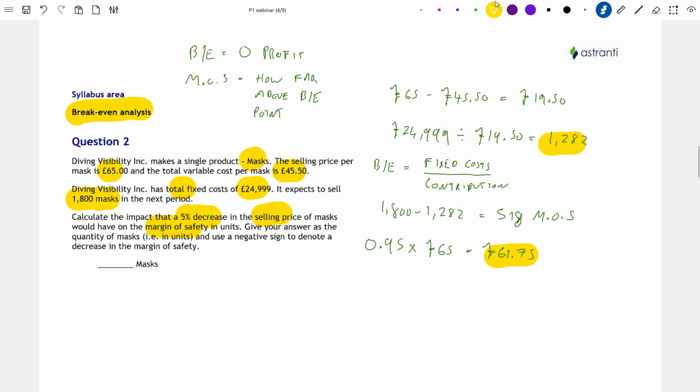Now, contribution is the selling price minus the variable cost. So the contribution will have fallen as a result of the selling price falling. So let's now recalculate our contribution. £61.75 minus £45.50. Remember, it's only the selling price that has changed, not the total variable cost per mask. So after the fall in the selling price, the new contribution is going to be £16.25.